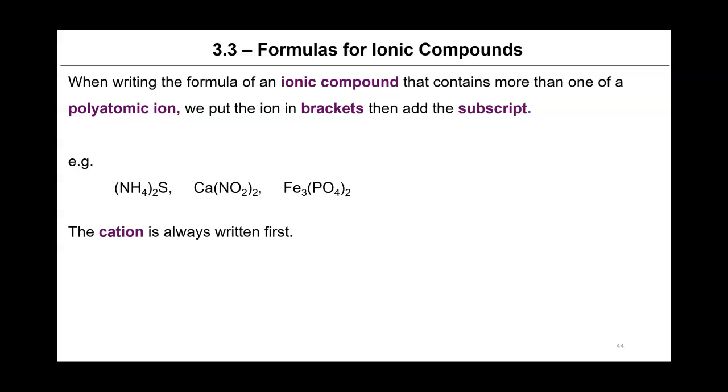So just reiterating, when you write the formula of an ionic compound that contains more than one of a polyatomic ion, you put that polyatomic ion in brackets before you add the subscript. And just keep in mind, the cation is always written first, whether the cation is monatomic or polyatomic.